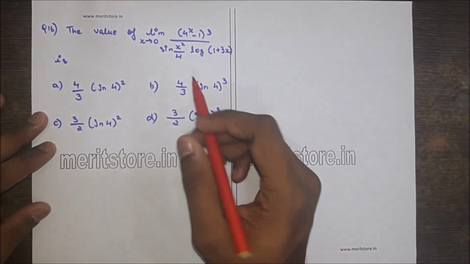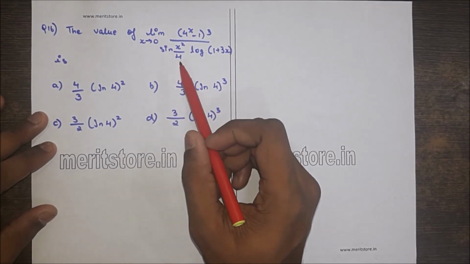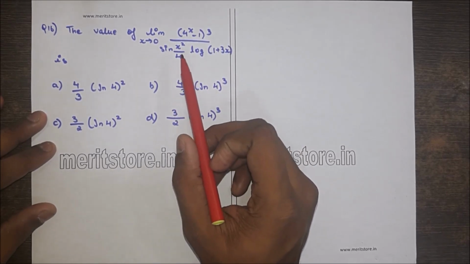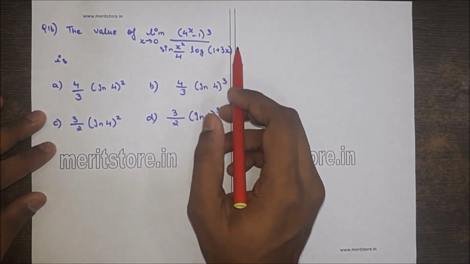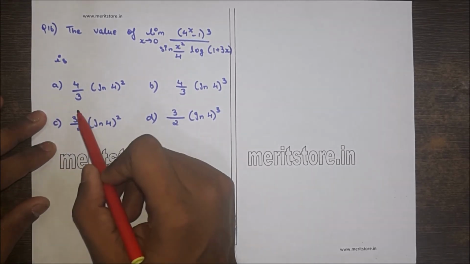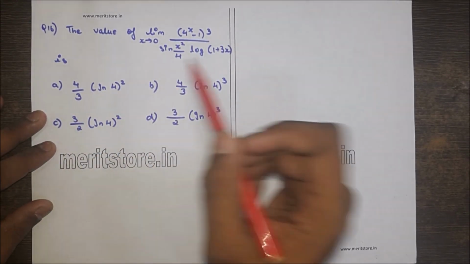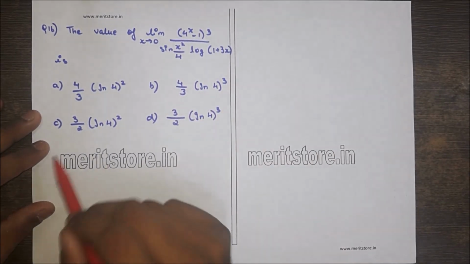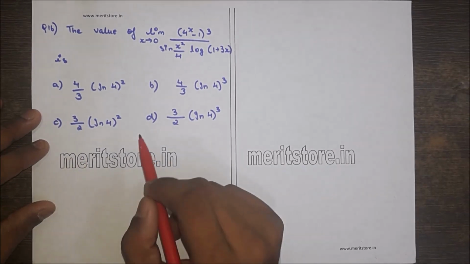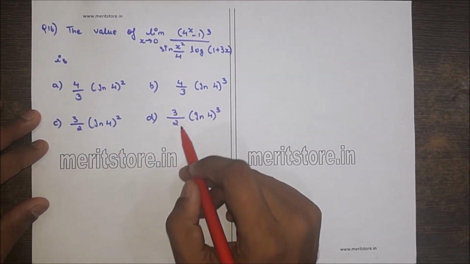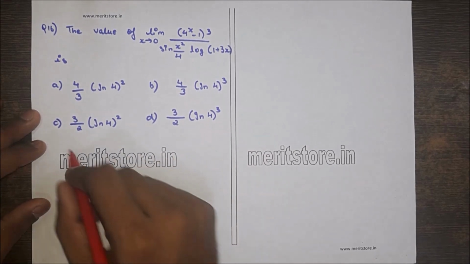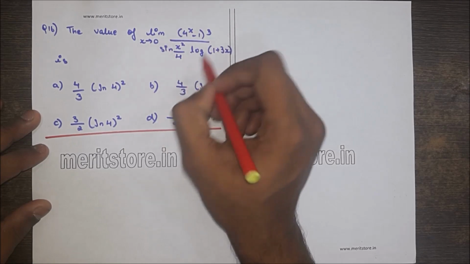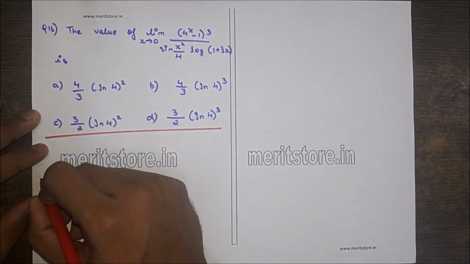The value of limit x tends to 0, 4 raised to x minus 1 the whole cube upon sin x square by 4 log of 1 plus 3x is: A 4 by 3 log 4 the whole square, option B 4 by 3 log 4 the whole cube, option C 3 by 2 log 4 the whole square, and option D 3 by 2 log 4 the whole cube. What we do is we rearrange these given terms so that it is easier to solve.